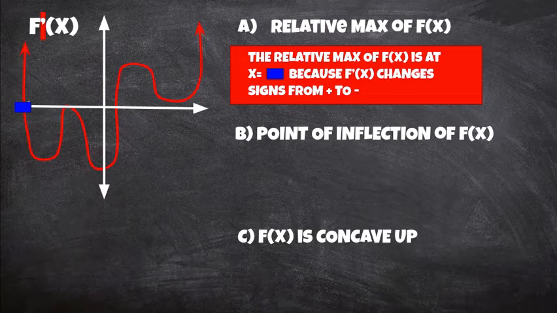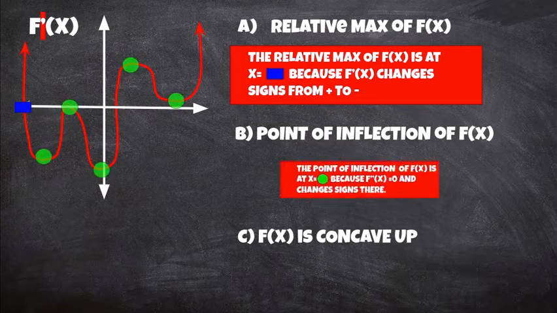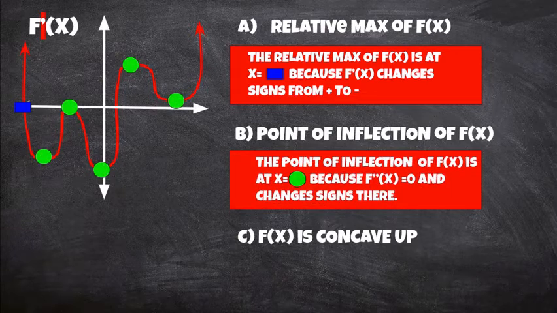Now, points of inflection talk about f double prime, or f prime's derivative. F double prime has to equal 0 and has to change signs. If you look at the graph, all of the green dots illustrate where there is a point of inflection. The point of inflection of f of x is at x equals the x-coordinate of the circle because f double prime is 0 and changes signs there.